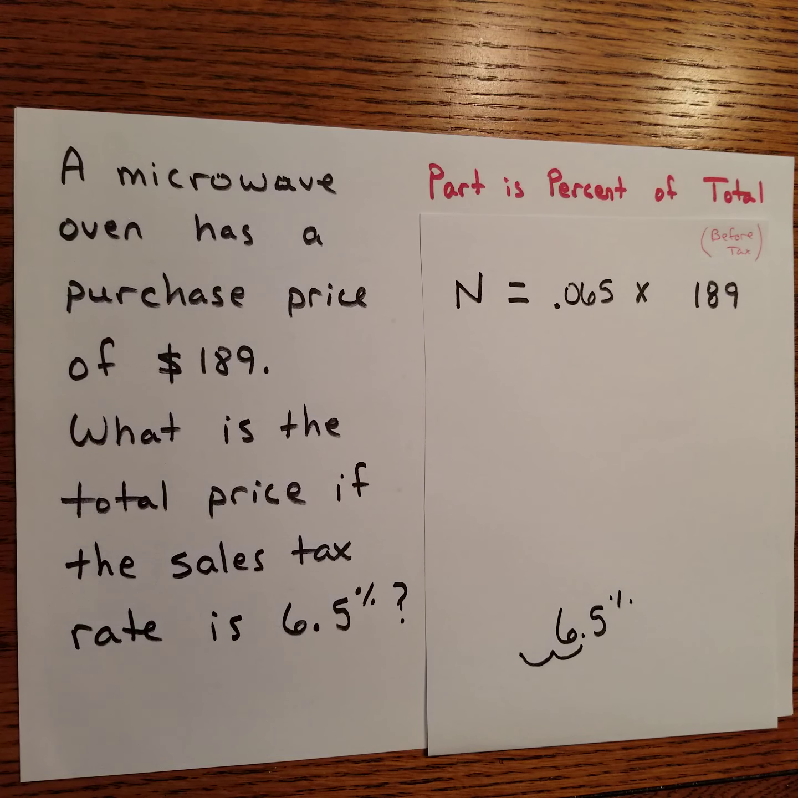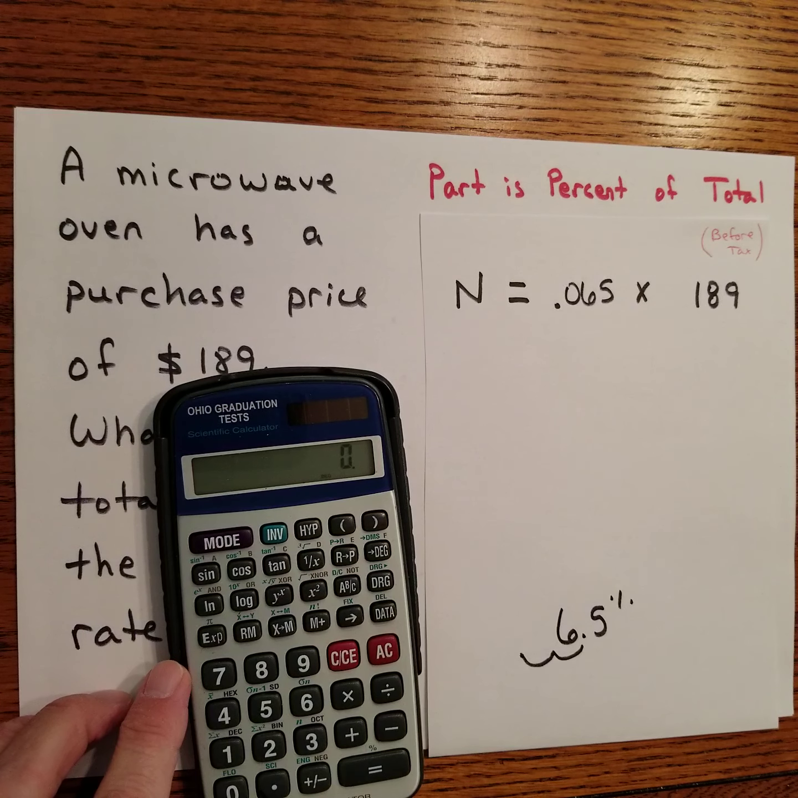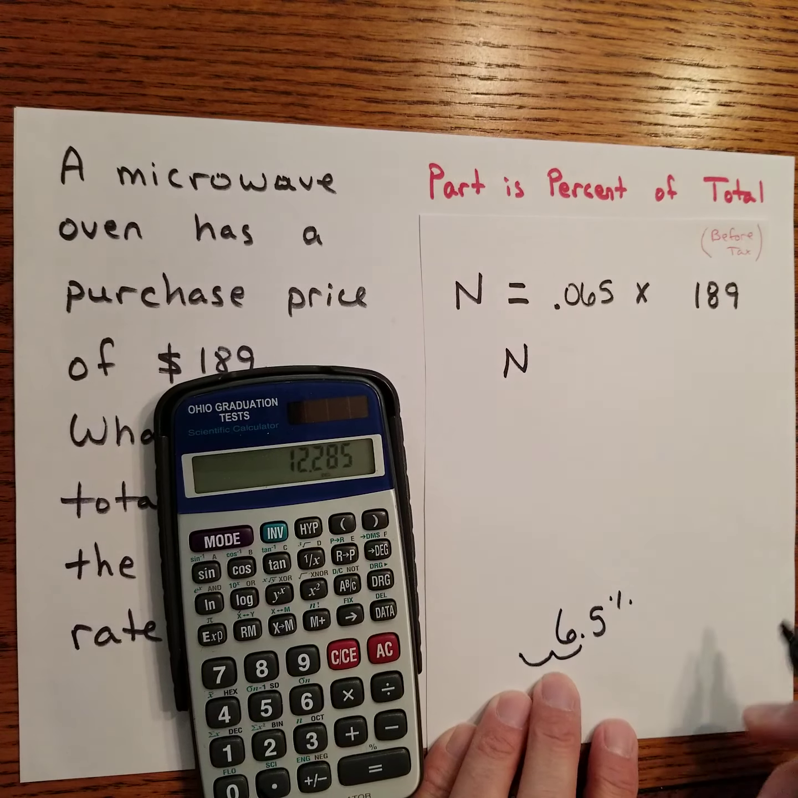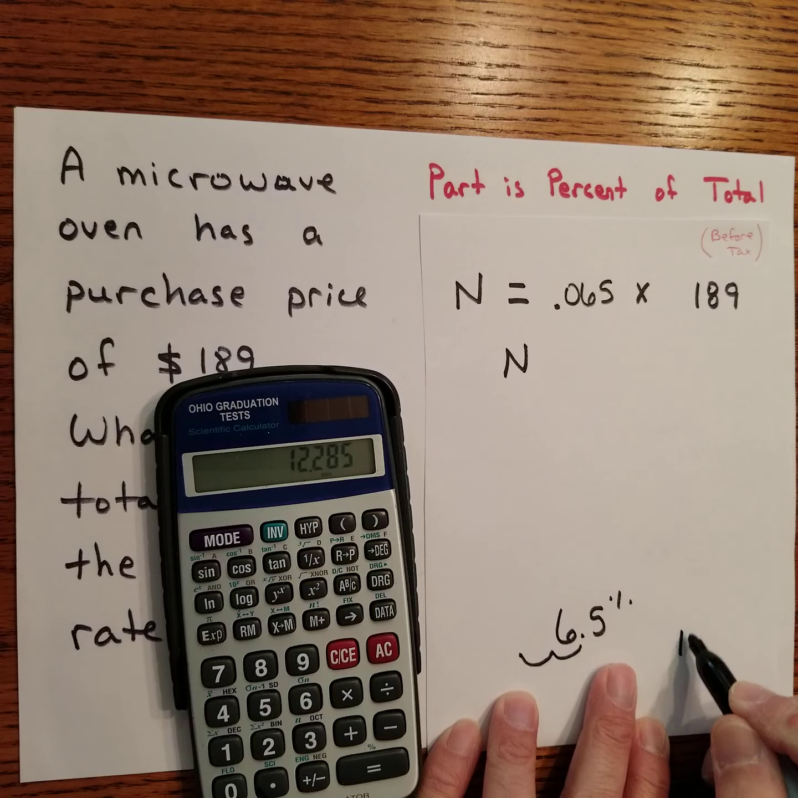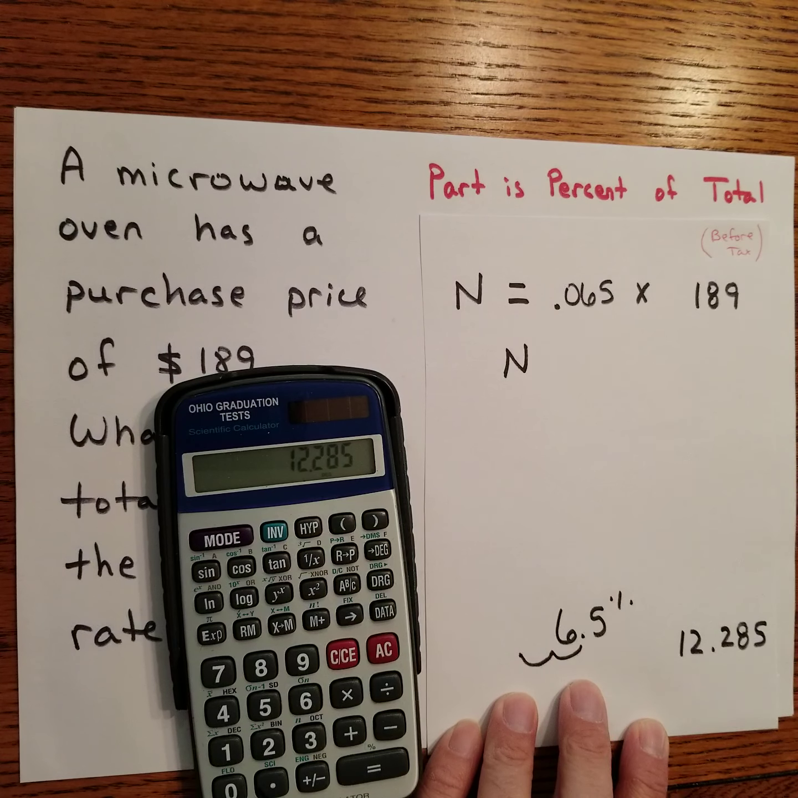Now, when I multiply, I won't be finding the total price of the microwave. What I'll be finding is the amount of the sales tax. I'll do this multiplication on my calculator. 0.065 times 189. What my calculator gives me is 12.285. Let's round that off to the nearest penny.